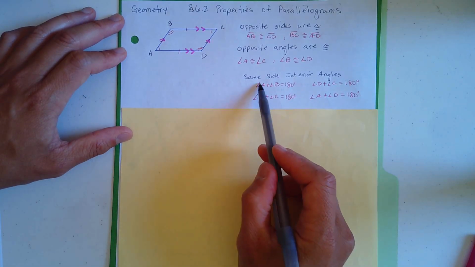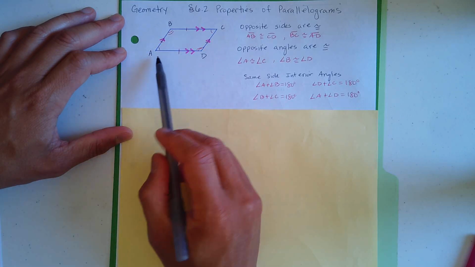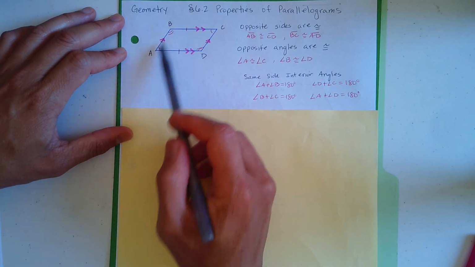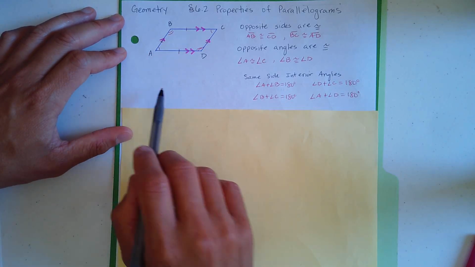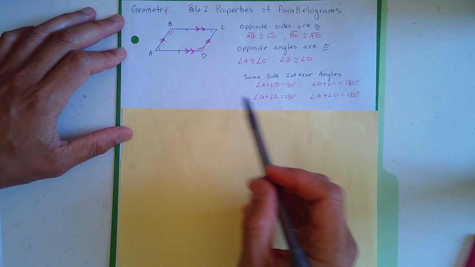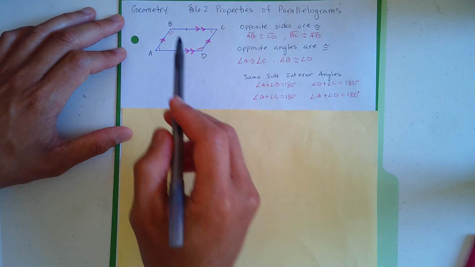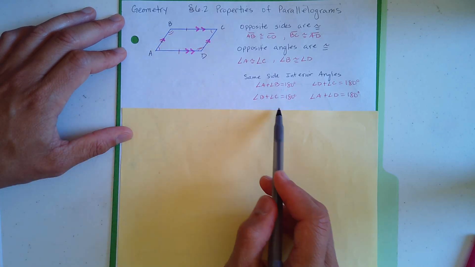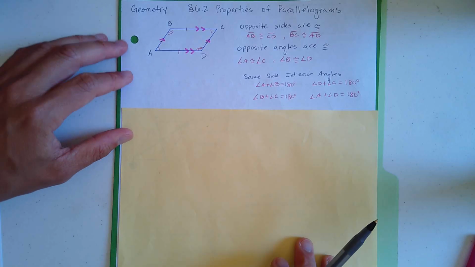There are also same-side interior angles. A plus B, it's on the same side. If we extend the parallel lines cut by the transversal, A and B are same-side interior angles and they equal 180. So do D and C. That equals 180. Angle B plus angle C equals 180, and angle A plus angle D is equal to 180 degrees.